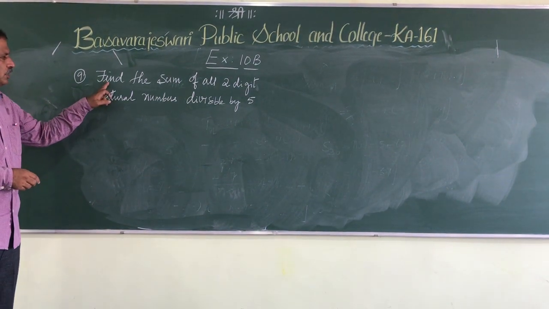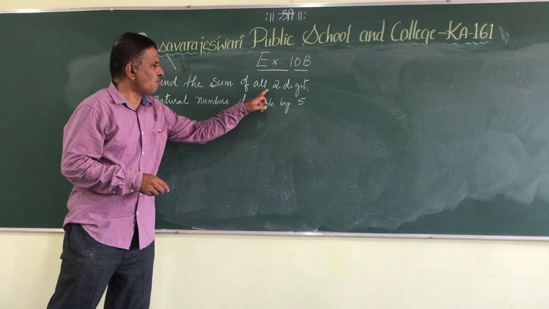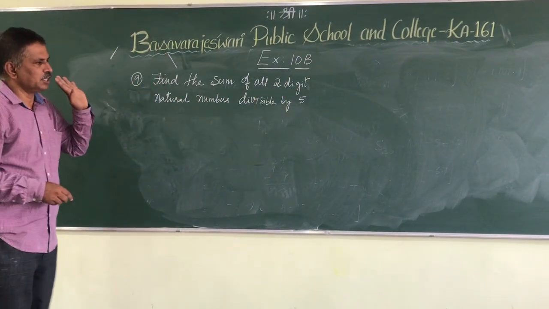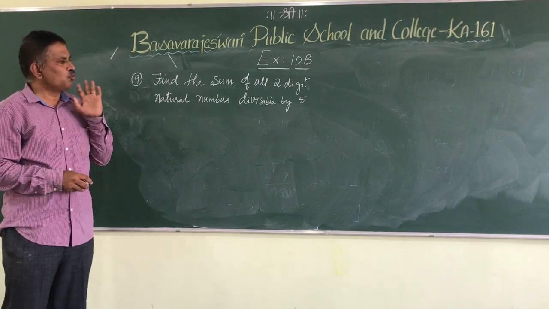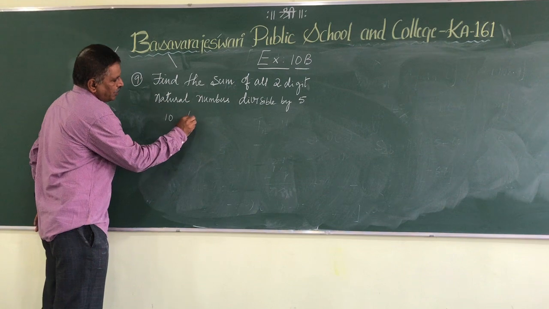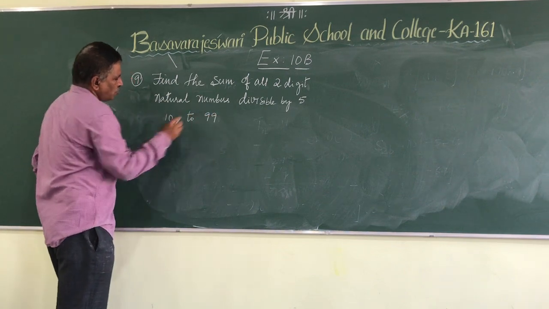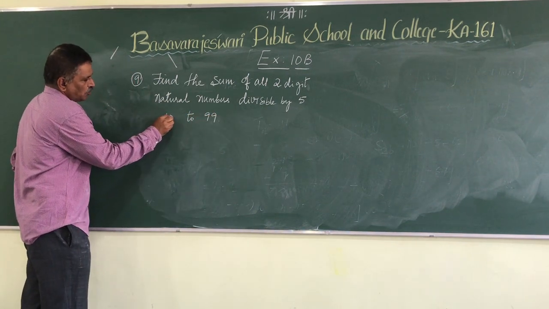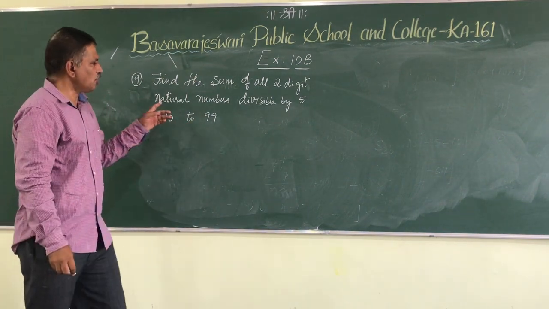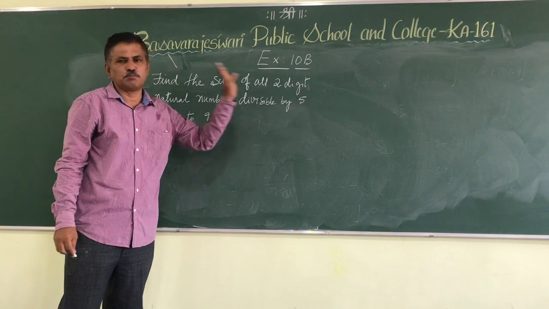Yes, now ninth question. Find the sum of all two-digit natural numbers divisible by 5. So two-digit numbers are what? From 10 to 99. No doubt. Among that you have to pick those that are divisible by 5.